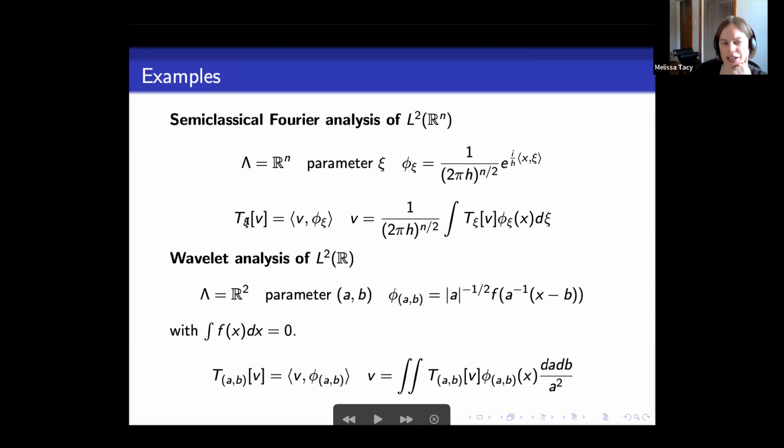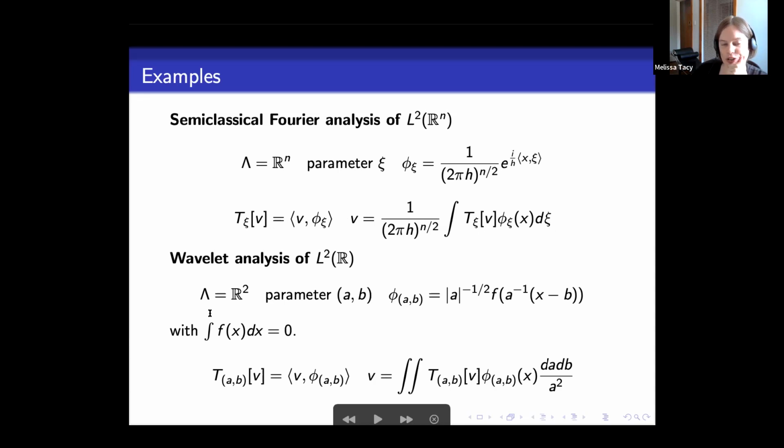T xi V is sort of secretly the Fourier transform. It's the inner product of V and phi xi. And the Fourier transform, of course, has an inverse. So I can synthesize V in terms of its Fourier coefficients.